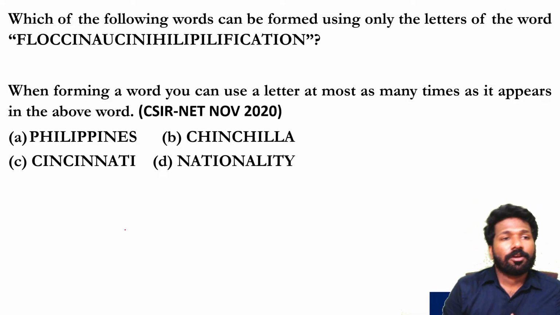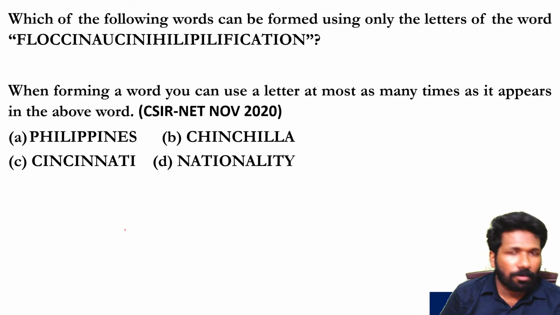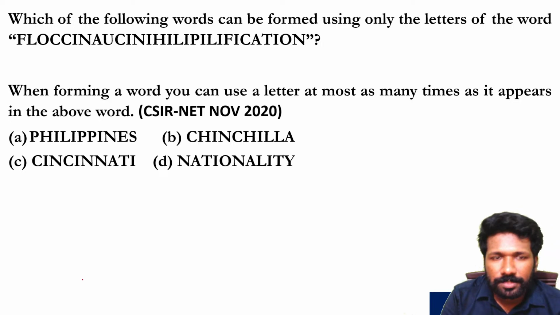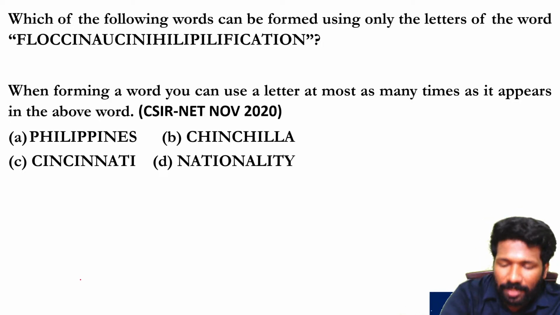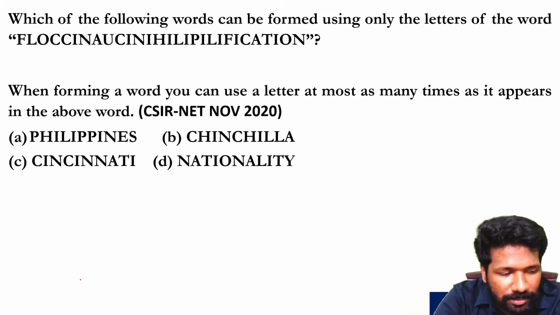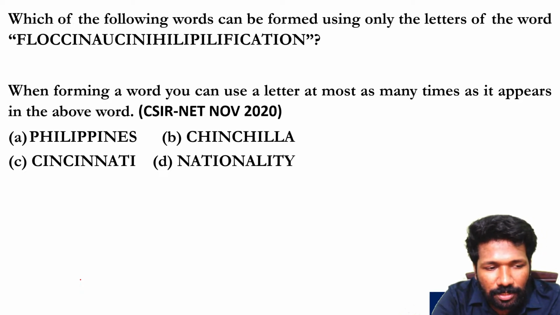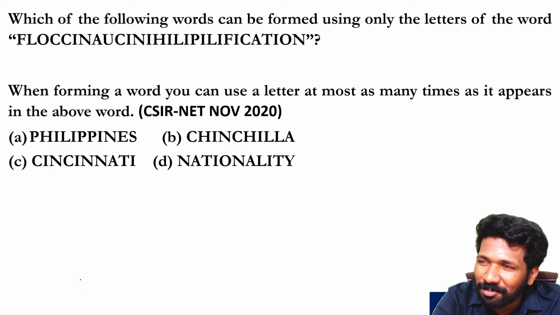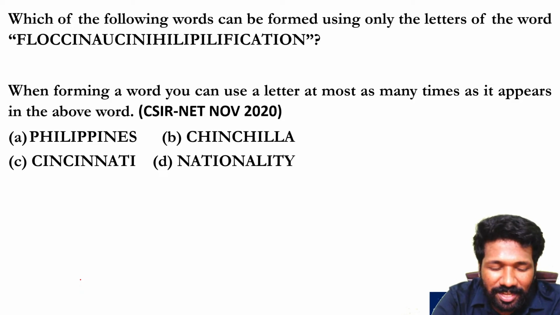Okay, so due to lack of time, I will start explaining. Which of the following words can be formed using only the letters of the word floccinaucinihilipilification? That is one of the longest words in English, not the longest word. The longest word in English is pneumonoultramicroscopicsilicovolcanoconiosis. Yeah, I think it is so. I learned this in my school days. It is the name of some disease.